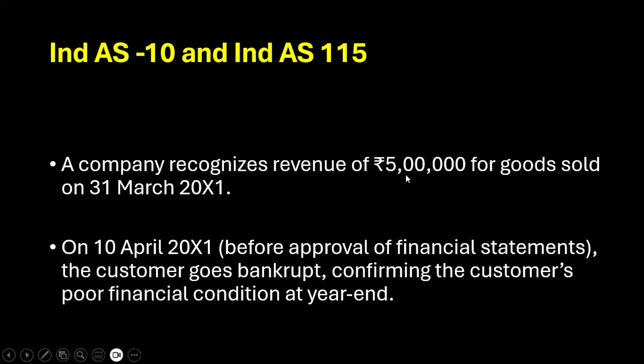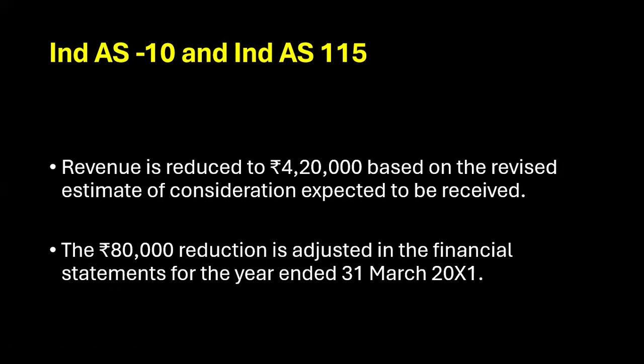Suppose a company recognizes revenue 500,000 for goods sold on 31st March 21. On April 21, before the approval of the financial statements, the company goes bankrupt, confirming the customer's poor financial condition, and if the revenue is reduced to 4,20,000 based on the revised estimates, then that 80,000 reduction is adjusted in the financial statements ended 31st March. So this is the impact of Ind AS 10 on Ind AS 115, impact on the revenue measurement.